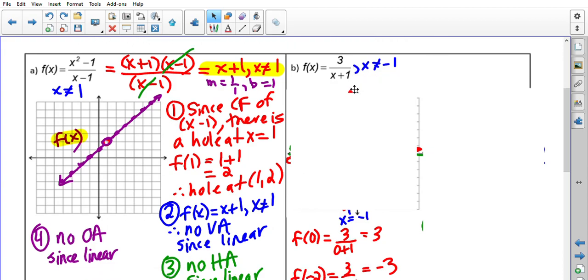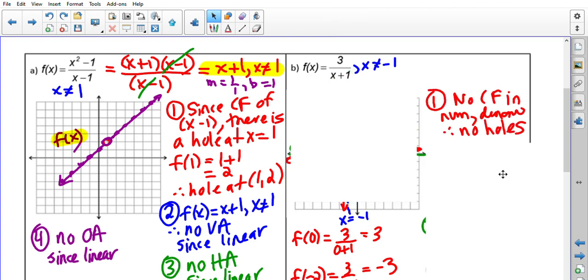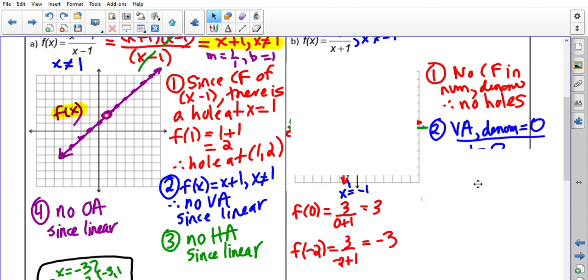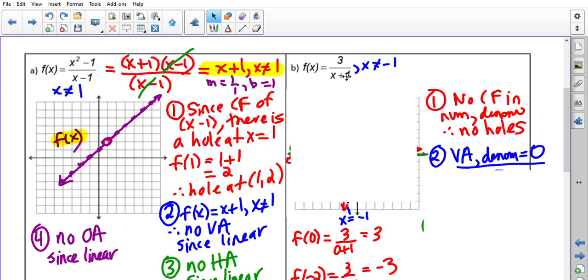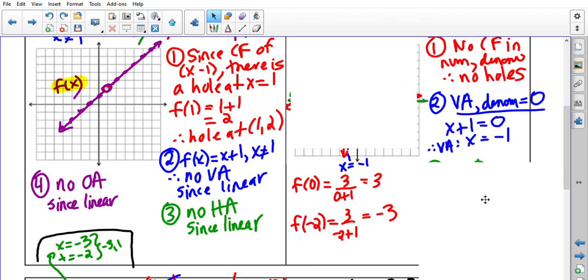We have 3 over x plus 1. There's no factoring that needs to be done here. It's as simplified as it can get. We can see that x cannot equal -1 though right away. Let's reveal this side first. Question 1 is, are there any holes? No, there are no holes because there are no common factors in the top and bottom. Vertical asymptotes, yes, because there is a place where the denominator will equal 0. So x plus 1 will equal 0 when x is -1, so therefore we have a vertical asymptote.